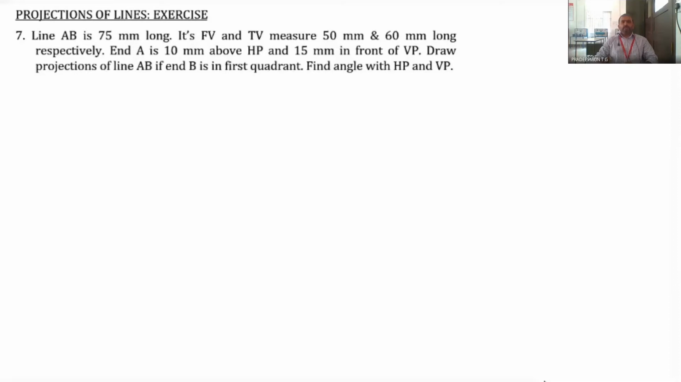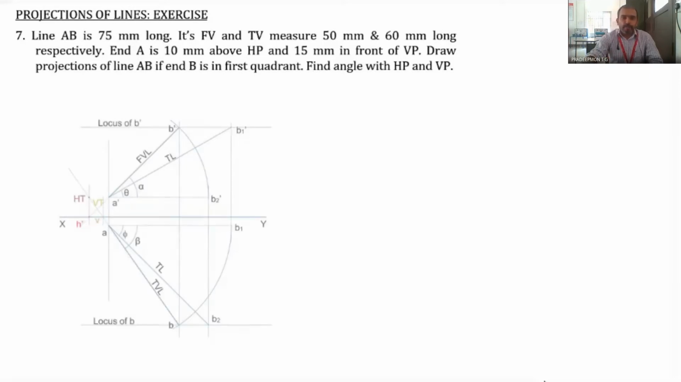Now we assume that the entire line is in the first quadrant because point A is in first quadrant and point B is also given in first quadrant. It can be in another quadrant also with the given conditions, but specifically in the question itself it is given that the end B is in first quadrant. Otherwise also we will assume it to be in the first quadrant unless it is said that it is in some other quadrant. And then find the angle with the HP and VP. Find the angle with HP and VP means find the true inclinations.